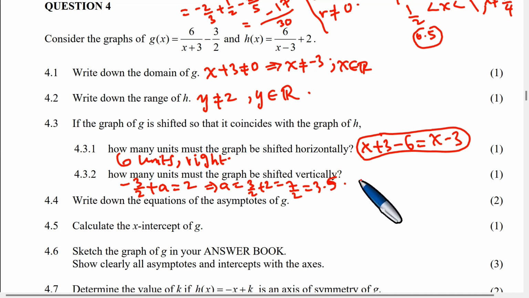So it is 3.5 units. Because now this negative number, you must make it positive. So you must add. So it is 3.5 units upwards. Because you must add, you put a positive number there. A positive number moves the graph upwards. If you subtract from the graph, it goes down. If you add to the graph, it goes up. Okay, that is just the principle. Next question, or next point.